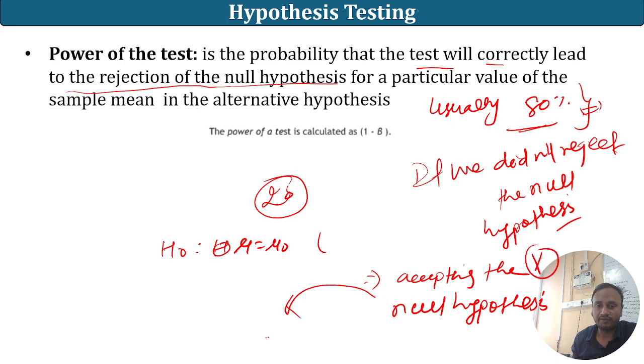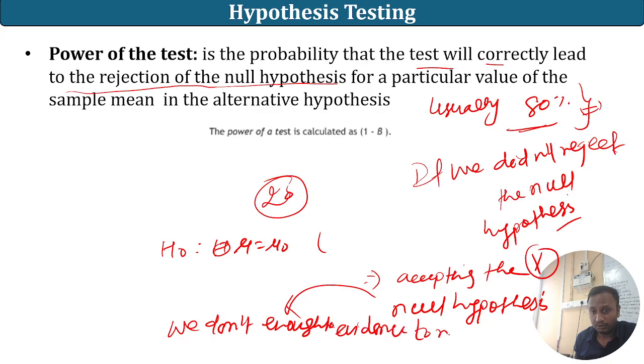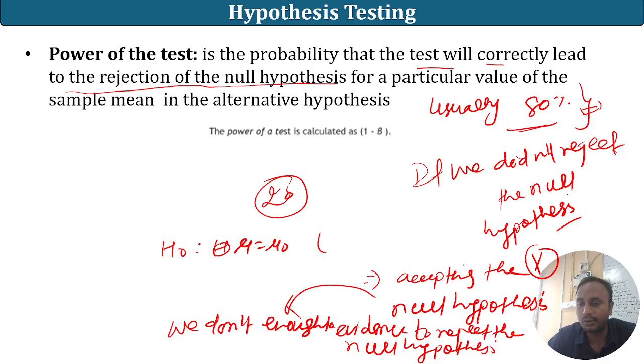Instead of this, we have to say we don't have enough evidence to reject the null hypothesis. If a statistician says we are going to accept the null hypothesis, they are totally wrong. We have to say we don't have enough evidence to reject the null hypothesis. It still will not say we have accepted it, just because we don't have enough evidence. It does not mean that the null hypothesis is true.